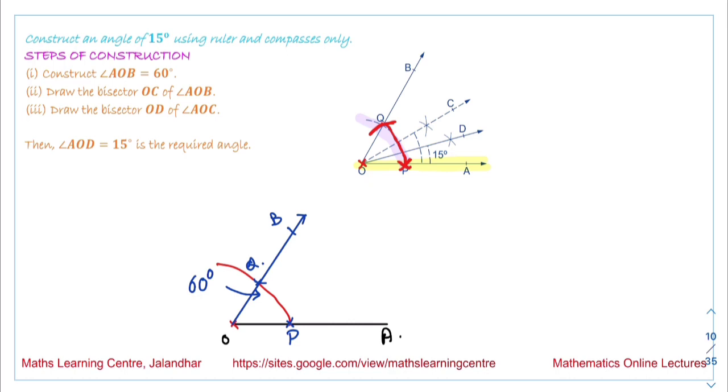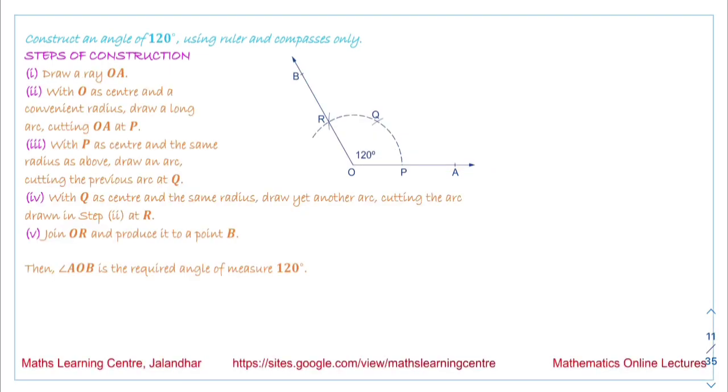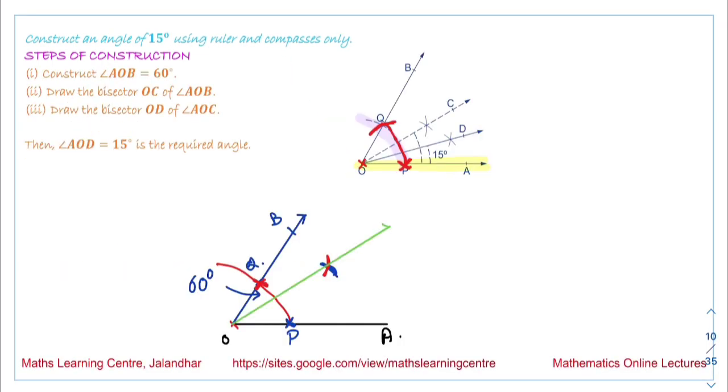Now we have to bisect this angle. To bisect this angle, we again keep the compass at this point P and mark an arc over here. Then we keep the compass at this point Q and mark an arc over here. Then we join these 2 points and we get this line. This is the point C that we have.